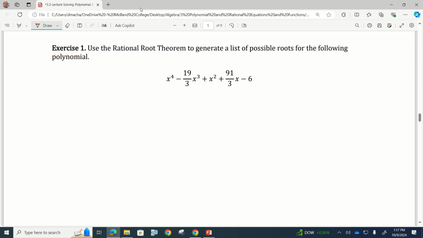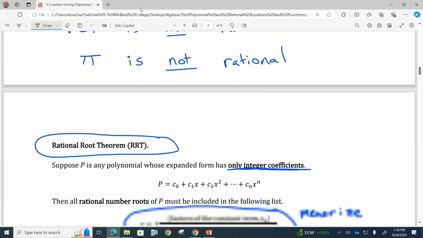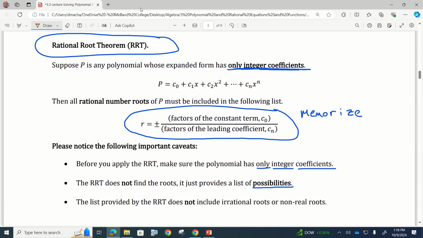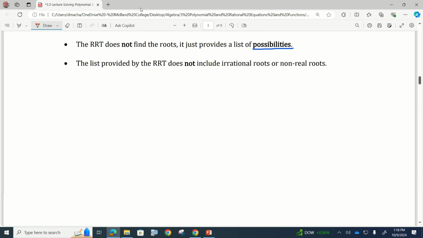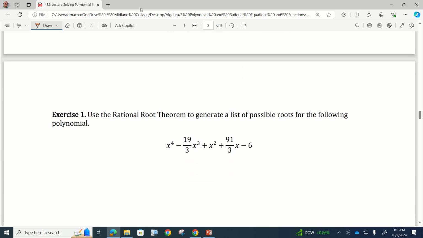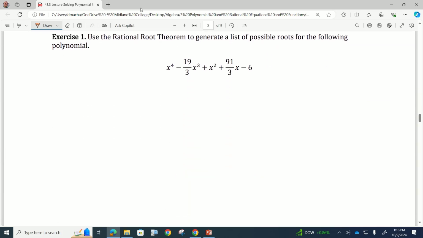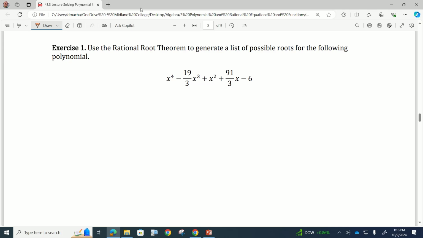Yeah, thank you. So the rational root theorem says this only works when you have integer coefficients, right? I told you that would be important. You can only use the rational root theorem if you have integer coefficients. And coming back to my example, 19/3 is not an integer. 91/3 is not an integer. So I can't use the rational root theorem.